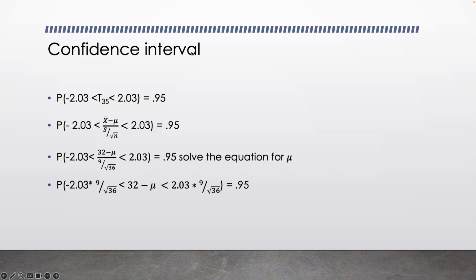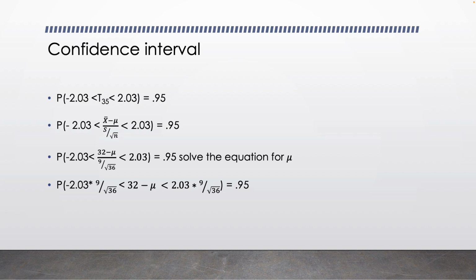This confidence interval we can calculate as follows. Recall that we calculated the probability that the t-distribution is between minus 2.03 and positive 2.03 is 95%. The t-distribution can be calculated using this sampling statistic. And now we plug in the parameters we know. We know that the sample average is 32. The population mean is unknown, so we'll leave it there and in fact solve for it. We know the sample standard deviation is 9 and the sample size is 36.